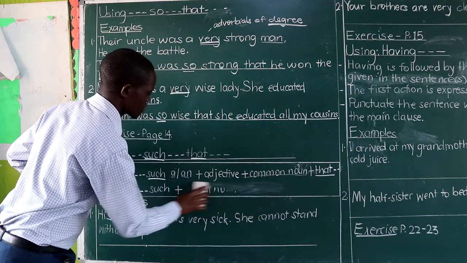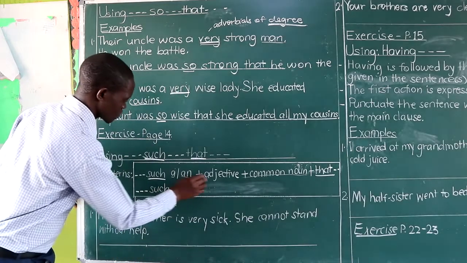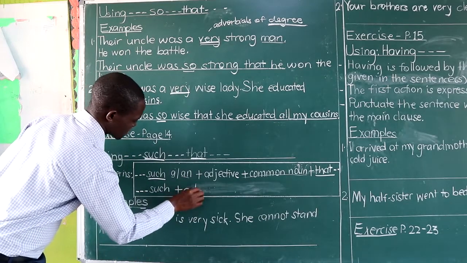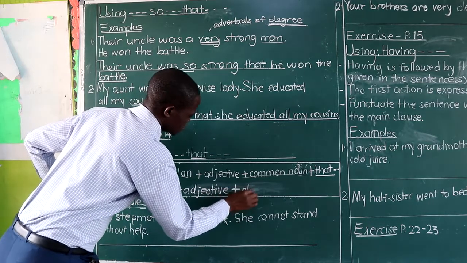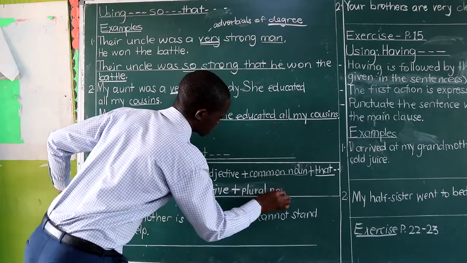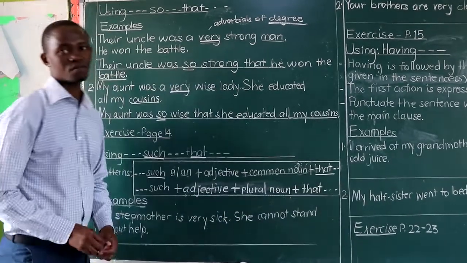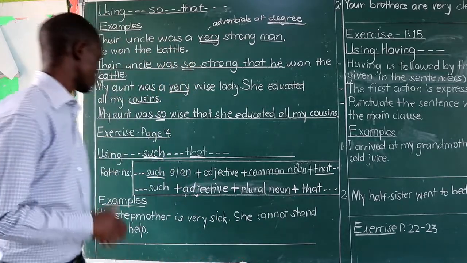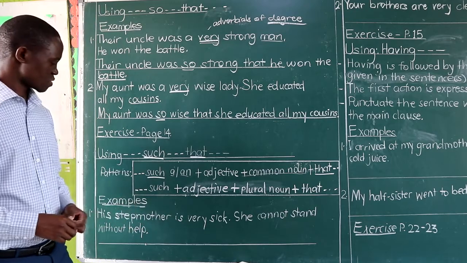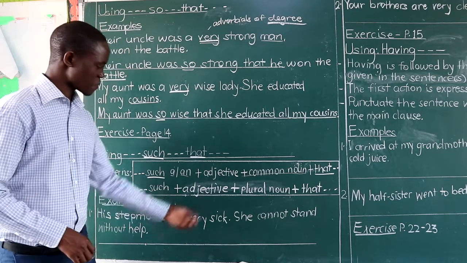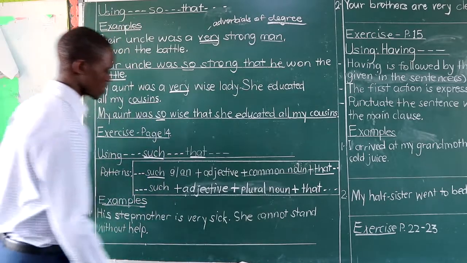If you have been constructing sentences using such and that, you've discovered we missed the word adjective. Such plus an adjective plus plural noun plus that. So if the noun is plural, the sentence will flow like this: it is such plus adjective plus plural noun plus that. That's how we are meant to move.